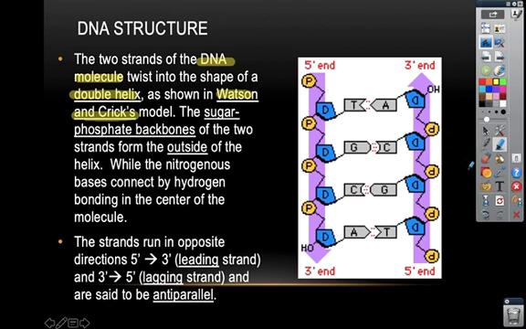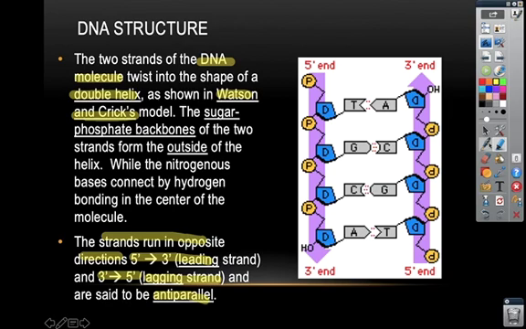They are anti-parallel. Make sure that you know the word anti-parallel means that the strands of the DNA molecule run in opposite directions. One runs in the 5' to 3' direction, and we refer to that as the leading strand. And the other strand runs from the 3' to the 5' direction. We call that the lagging strand. And these terms, leading strand and lagging strand, refer to the speed at which those strands are replicated. So let's take a look at replication now.